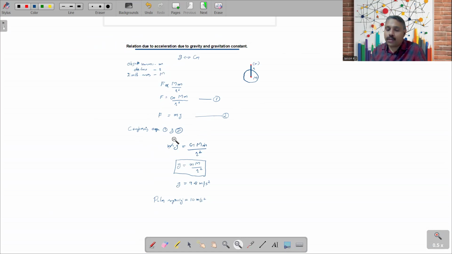So both are expressions of force. While comparing equations 1 and 2, we can write mg is equal to G M m divided by r square. Here the small m on the LHS and the small m on the RHS are both the mass of the object, so let's cancel each other. What will remain? g is equal to G M divided by r square. That is, g is equal to 9.8 meter per second square at the equatorial region, and at the polar region, it is 10 meter per second square.